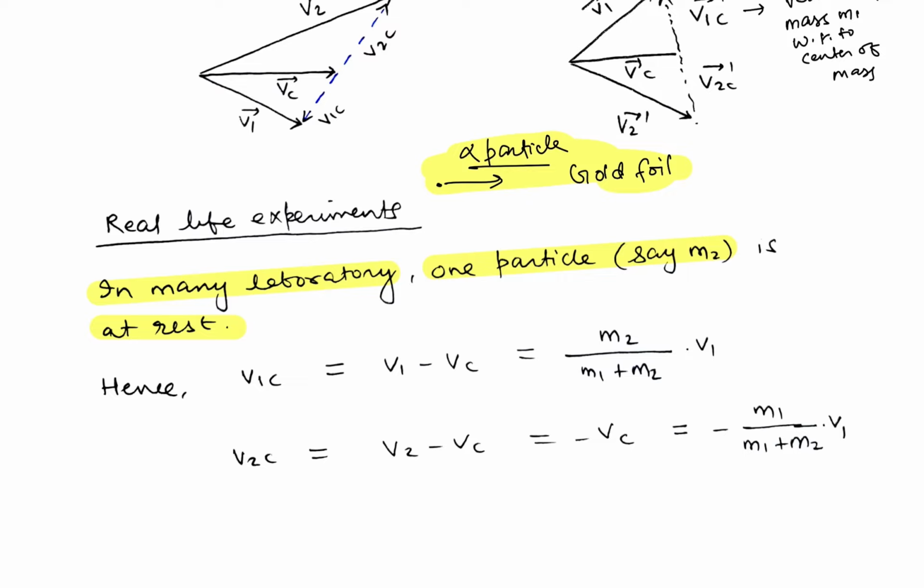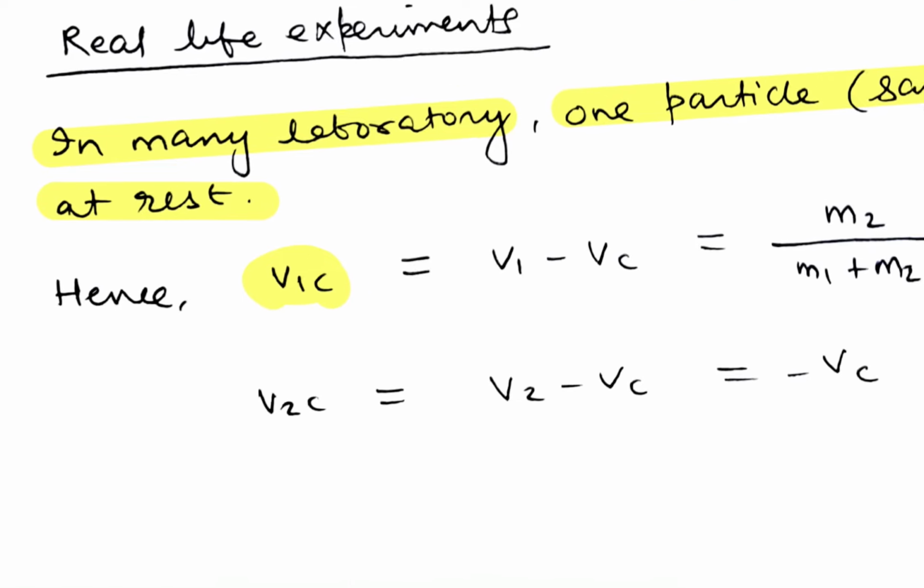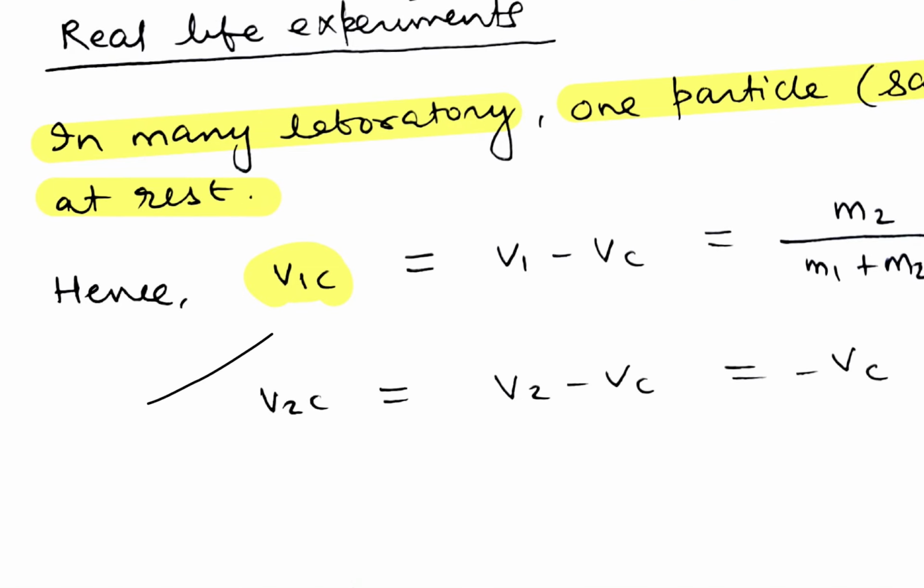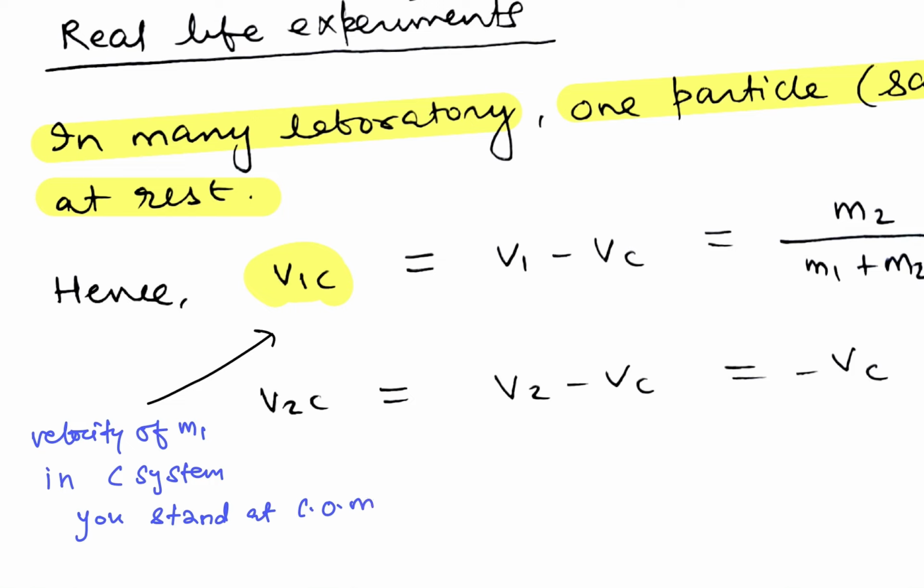So let us calculate V1C first. V1C says, read it with me, the velocity of m1 in the C system. That is, you stand at the center of mass and then observe what is happening. Then observe the happenings.